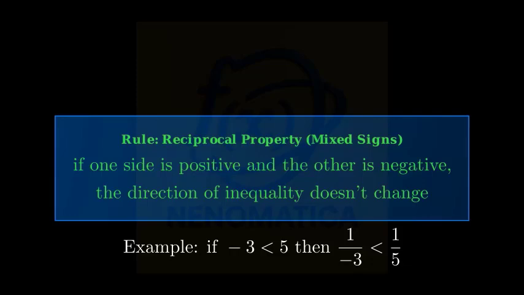But what happens if one side is positive and the other side is negative? In this case, if a is negative and b is positive, we can still invert both sides, but the direction of the inequality stays the same. This is because when we have values on different sides of 0, taking reciprocals doesn't change their relative order.